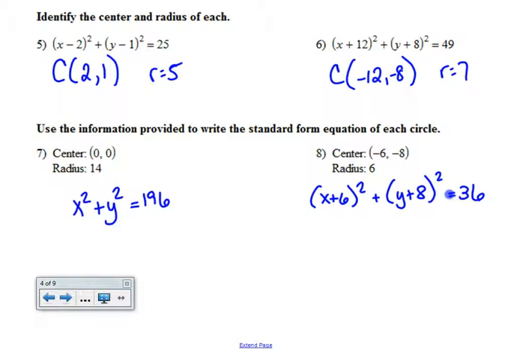Are you getting that? X squared plus 9y squared equals 196. That's 14 squared. And then for number 8, x plus 6 quantity squared, y plus 8 quantity squared equals 36.